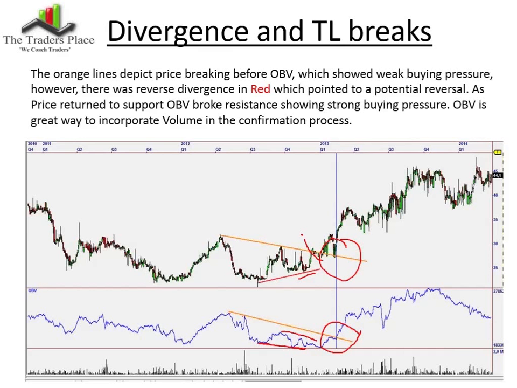Okay, so on-balance volume is a great way to incorporate volume in your confirmation process. Any standard technicals will tell you, you don't necessarily buy the break immediately, wait for a return to the trend line, and then you buy it. OBV is breaking the trend line at the same time. That is pretty strong buying pressure, and we can just see the result.